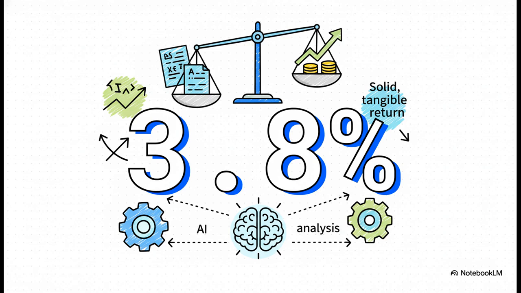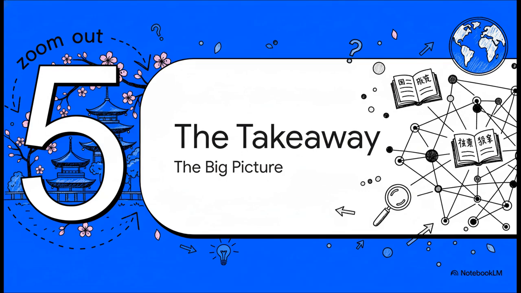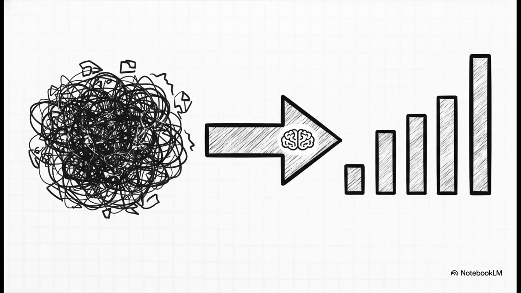So let's zoom out for a second from this one Tokyo project and just look at the big picture. What does a capability like this really mean? It means you can go straight from a dense, unstructured document in pretty much any language to immediate, data-driven clarity. It's all about turning what used to be a barrier into a real advantage.